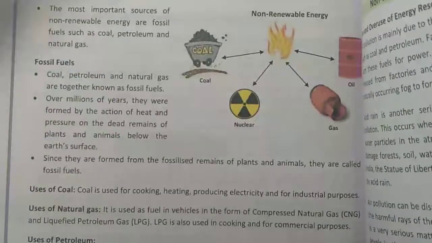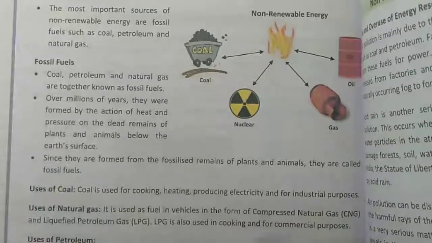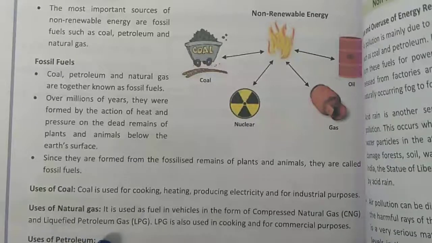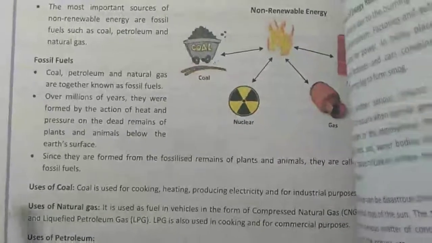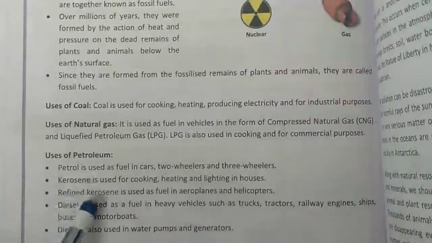Since they are formed after a long time, we must use them carefully. Where is coal used? Coal is used for cooking, heating, producing electricity and industrial purposes. Natural gas is used for vehicles in the form of compressed natural gas, called CNG. Liquefied petroleum gas, called LPG, is also used for cooking and for commercial purposes. Understood?